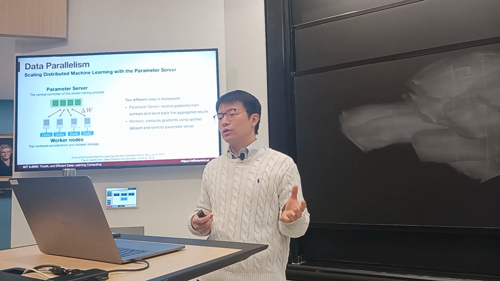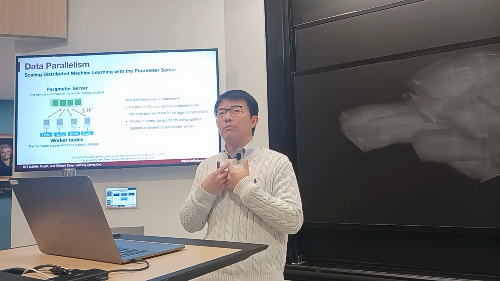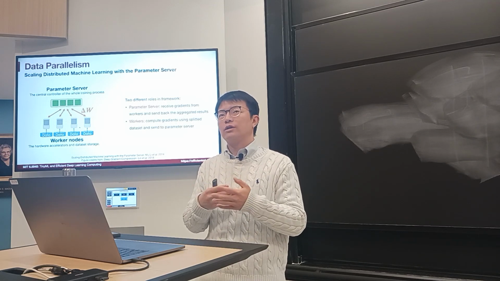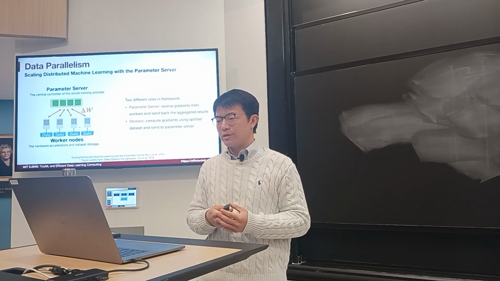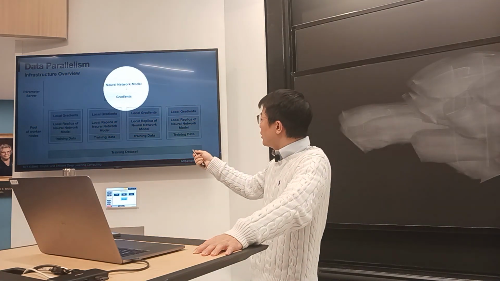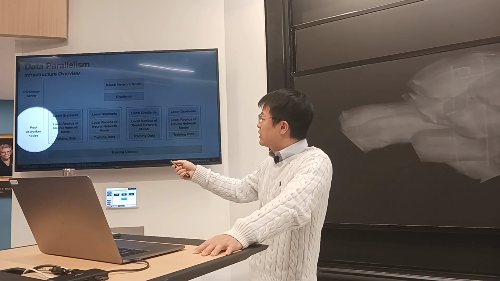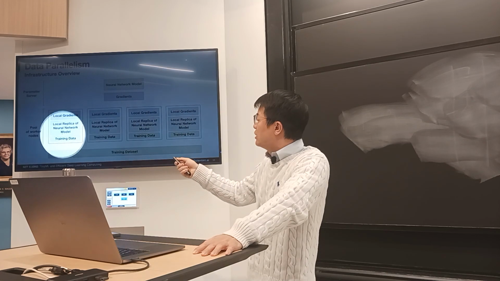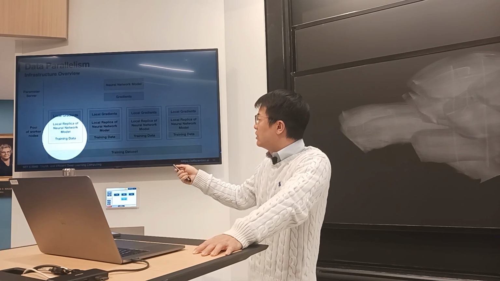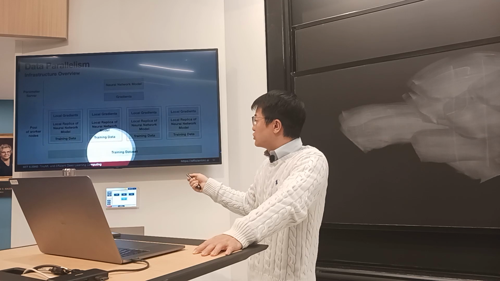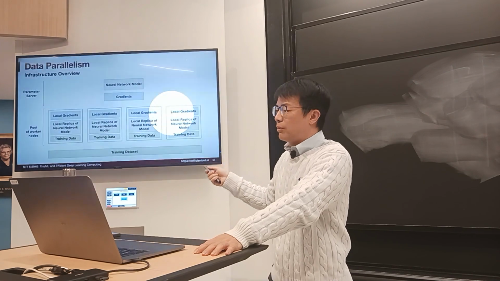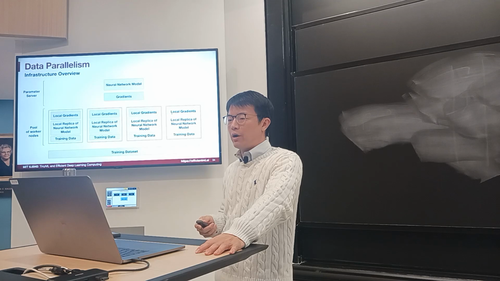Each worker will receive part of the training data, a split of the training data, calculate the gradient, and send the gradient to the parameter server. Put another way, we have a neural net model and a gradient in the parameter server, and a pool of worker nodes, each with a local replica of the neural network model and the training data. The training data is split from the entire training data set into 4 parts. Each GPU is responsible for 1 part.